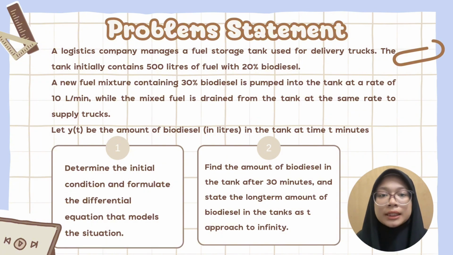Number 1. Determine the initial condition and formulate the differential equation that models the situation. Number 2. Find the amount of biodiesel in the tank after 30 minutes and state the long-term amount of biodiesel in the tank as t approaches infinity.